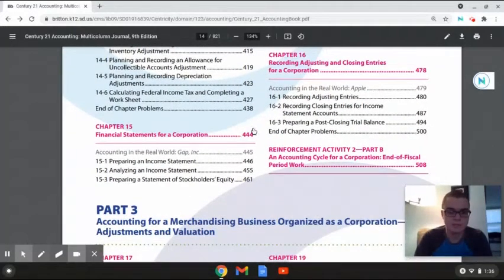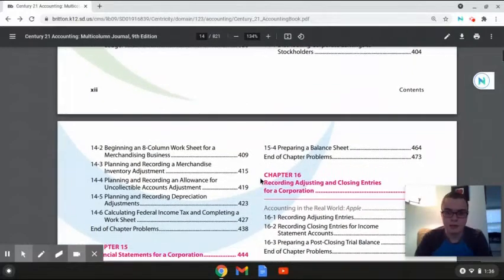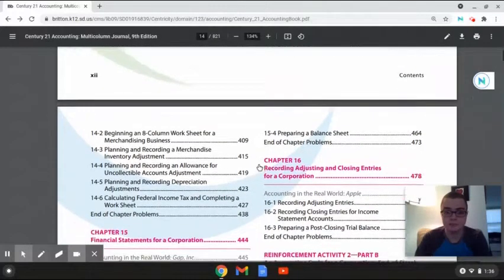Next, we'll be moving on to Chapter 15, where we'll be learning about financial statements for a corporation. So we'll be learning about how to prepare an income statement, how to analyze an income statement, how to prepare a statement of stockholders' equity, and how to prepare a balance sheet.